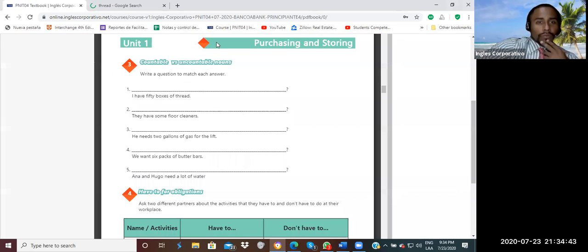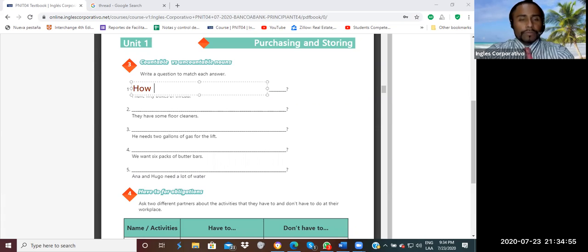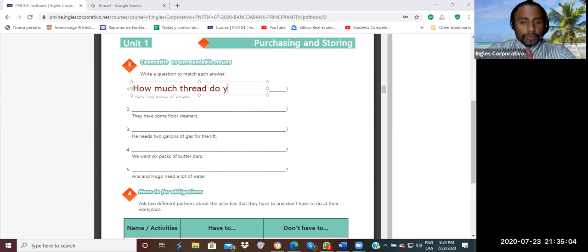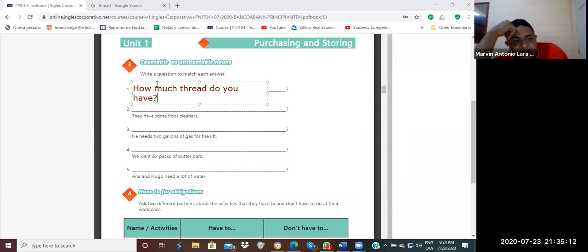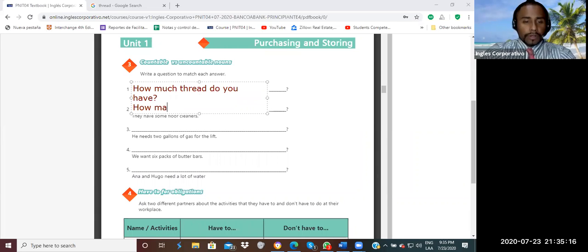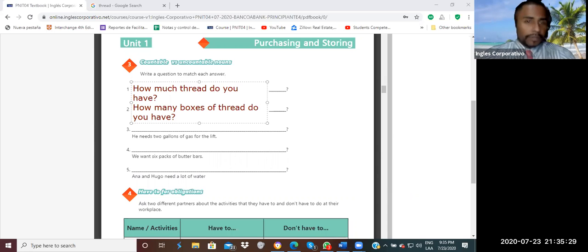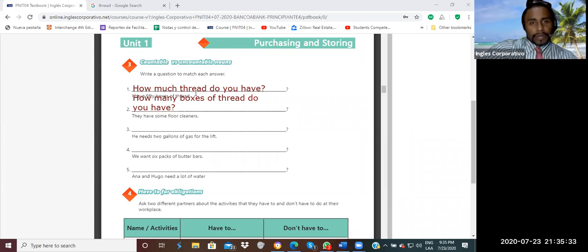Okay. So, for example, number one. I have 50 boxes of thread. How many? Much? Thread, how much thread do you have? How many boxes? Very good. How many boxes of thread do you have? So, la pregunta puede ser así. How much thread do you have? Yes, non-countable. And how many boxes, countable, of thread do you have?